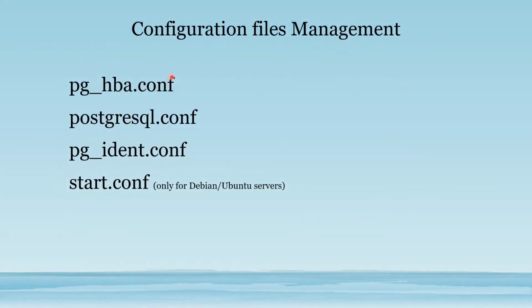There are four default configuration files in Postgres. One is pg_hba.conf, the second one is postgresql.conf, third one is pg_ident.conf, fourth one is start.conf. Start.conf is only available and applicable for Debian and Ubuntu servers.